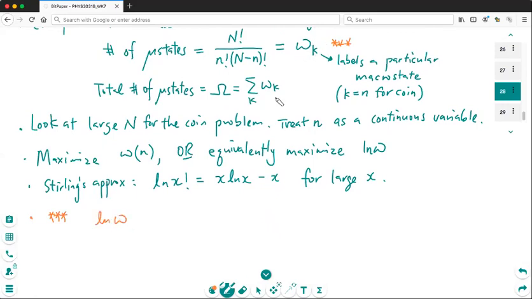Log of omega will be log of big N factorial minus log of little n factorial minus the log of big N minus n factorial. As I say, I treat this omega as a function of n. So this omega is a function of n. I want to maximize it.